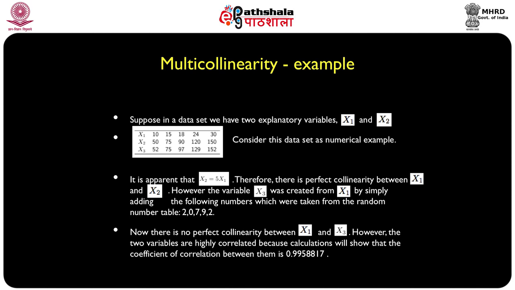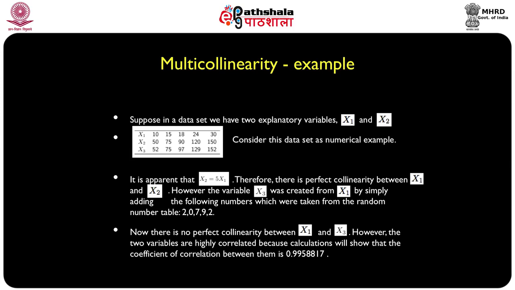Let us look at an example of multicollinearity. Suppose we have a data set that contains three explanatory variables x1, x2 and x3, such that x1 takes the values 10, 15, 18, 24 and 30. x2 takes the values 50, 75, 90, 120 and 150. However, the third variable x3 takes the values 52, 75, 97, 129 and 152.